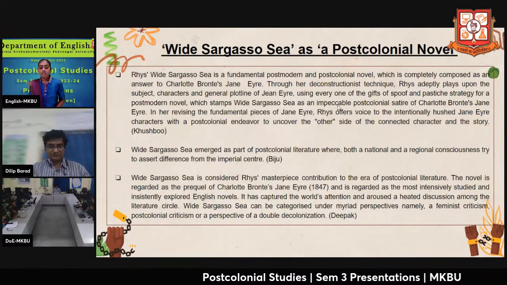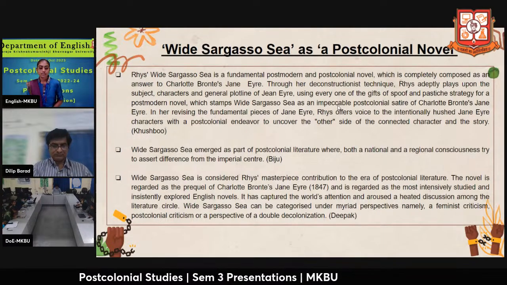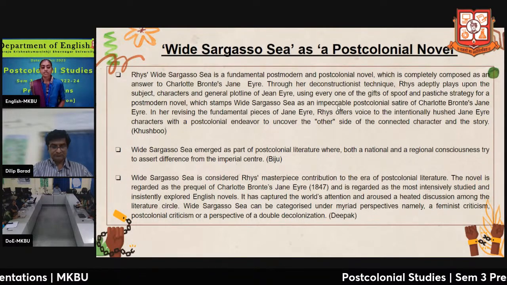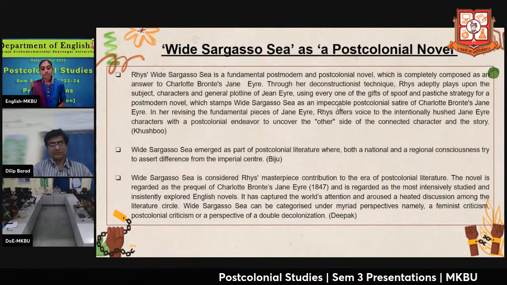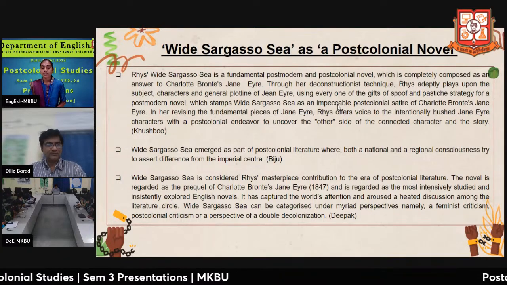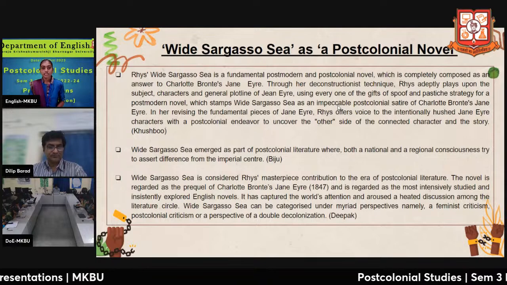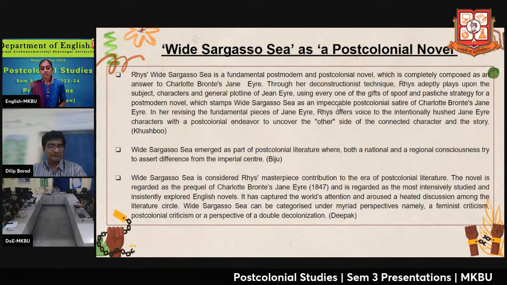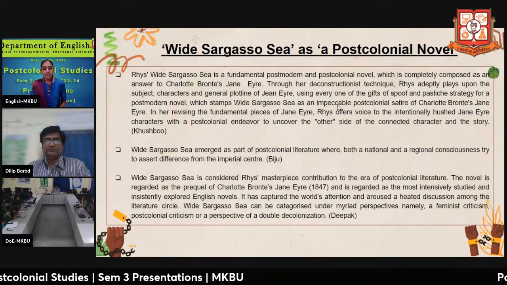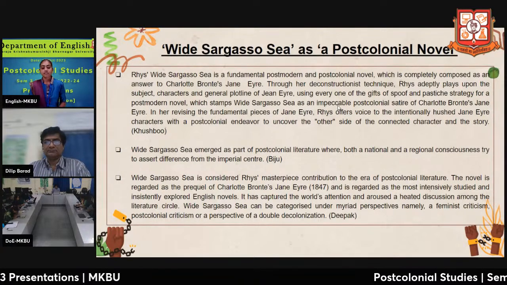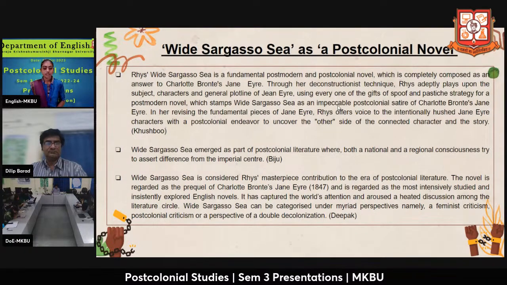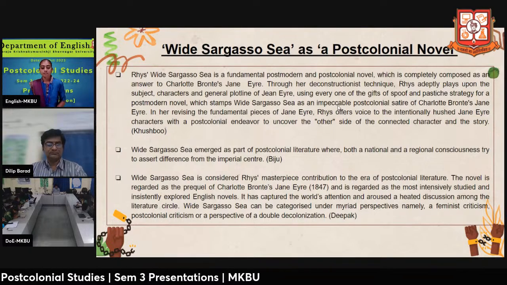Wide Sargasso Sea is considered Rhys's masterpiece, contributing to the era of post-colonial literature. The novel is regarded as the prequel of Charlotte Bronte's Jane Eyre, and it is regarded as the most intensively studied and instantly explored English novel. It has captured the world's attention and aroused a heated discussion among the literary circle. Wide Sargasso Sea can be categorized under multiple perspectives, namely feminist criticism, post-colonial criticism, or a perspective of double decolonization.